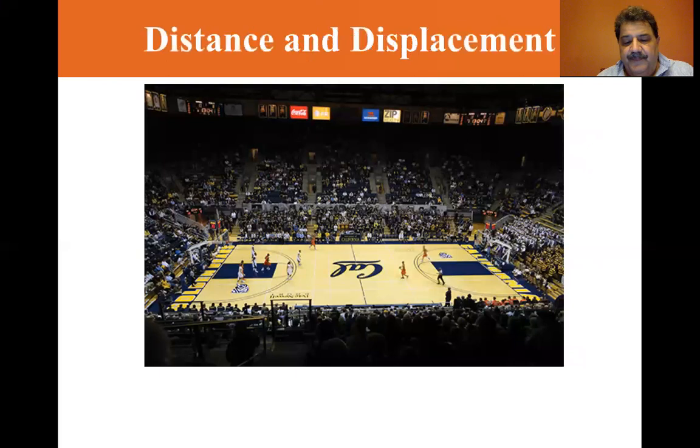Okay, let's further discuss distance and displacement. Displacement and distance are different. The distance is the length of path followed by a particle. As an example, the basketball players in the figure: if a player runs from his own team's basket down the court to the other team's basket, then returns to his own basket, the displacement is equal to 0, because x final equals x initial, so x final minus x initial equals 0. So delta x equals 0.